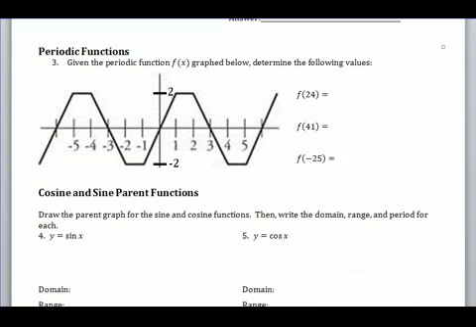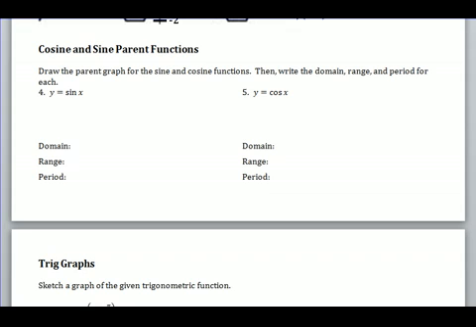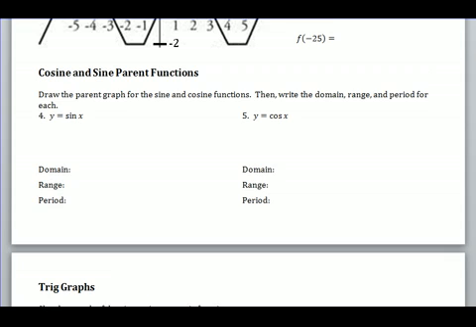All right, our next section is just checking to see if we know the parent functions for sine and cosine. On the first one here, y is equal to sine x. Now when you sketch this graph, it does not have to be a perfect graph. I would like to see at least one label on the x-axis. I would probably prefer 2 pi. And labels on the y-axis from 1 to -1. That is the sine graph.